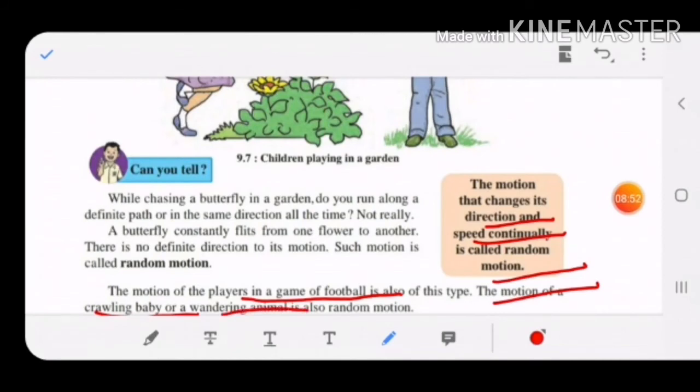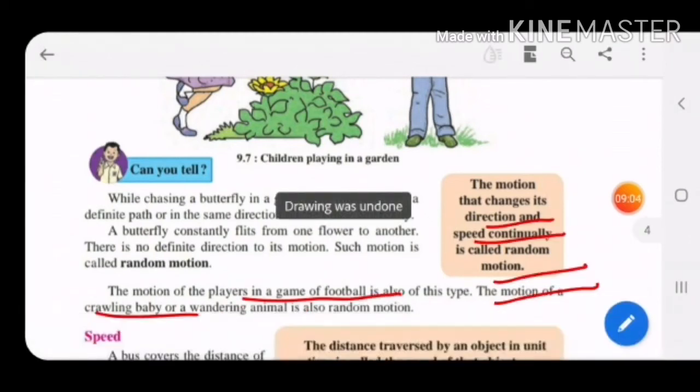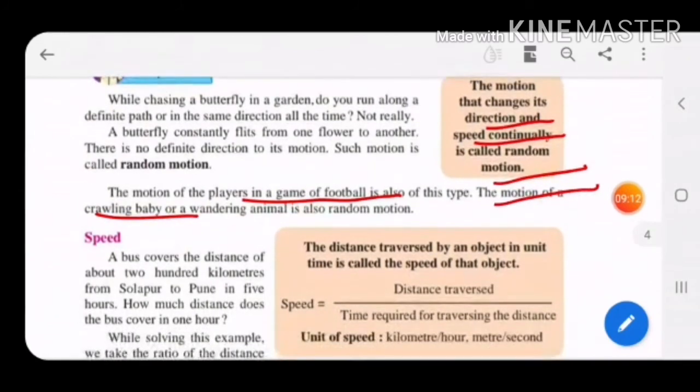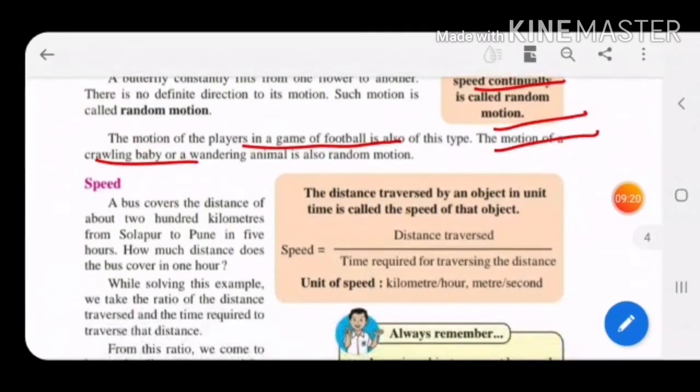Wandering animal. If any animal is wandering, that animal may wander in any direction. That direction is not fixed. So these are some of the examples of random motion. The motion in which the direction and speed continuously change is called random motion. So these are the examples: motion of football players, a butterfly flitting in the garden from one flower to another, crawling baby motion. So these are the examples.